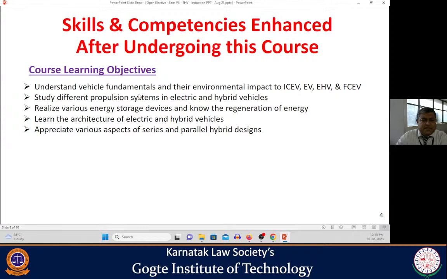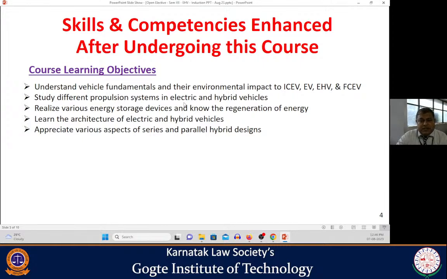Learning objectives, that is CLO: understanding the vehicle fundamentals and their environmental impact on ICEV, EV, HEV. FCEV is fuel cell based electric vehicle. Daimler Truck recruited very heavily, 35 students last year, across CS, EC, IS, mechanical and all. They are doing research on fuel cell based trucks. A fuel cell takes hydrogen as input and gives energy as output, with water as the byproduct.